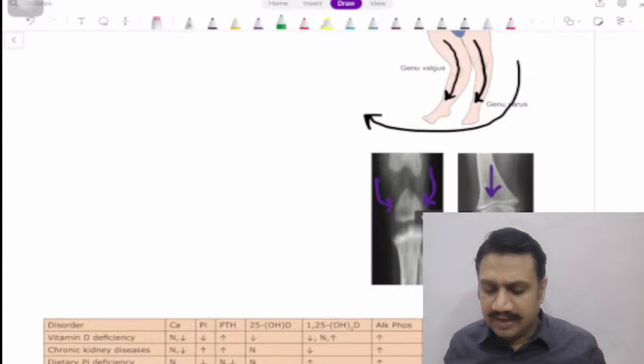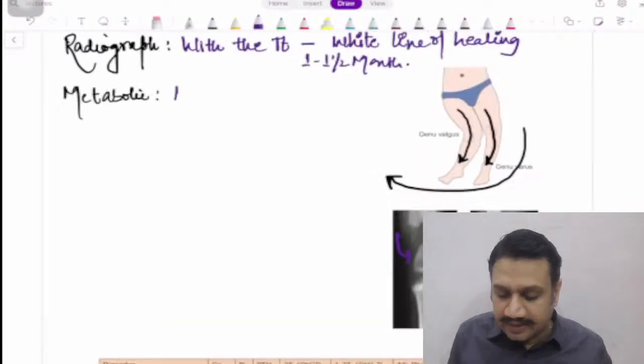The other way to assess your patient of rickets is to go for the metabolic assessment. And how is this metabolic assessment done? The metabolic assessment is done by the levels of alkaline phosphatase.